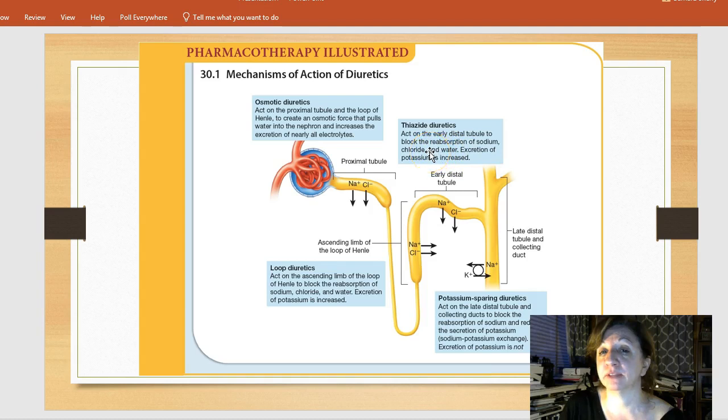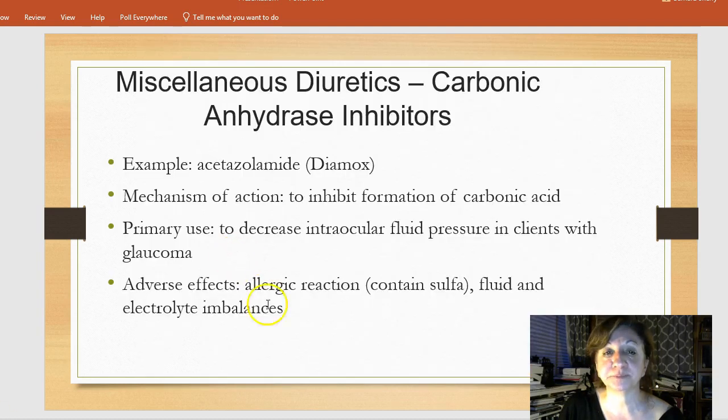And then we have the thiazide diuretics working up here on the distal tubule. And then we have the potassium sparing, which of course will hold on to potassium. So if a patient is hyperkalemic, we do have to be careful of this drug. So these are why we have choices. So important for us to consider all of those side effects.